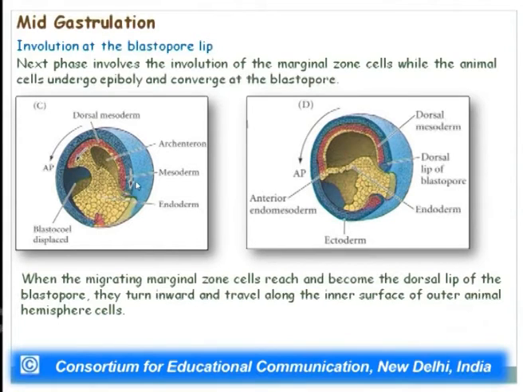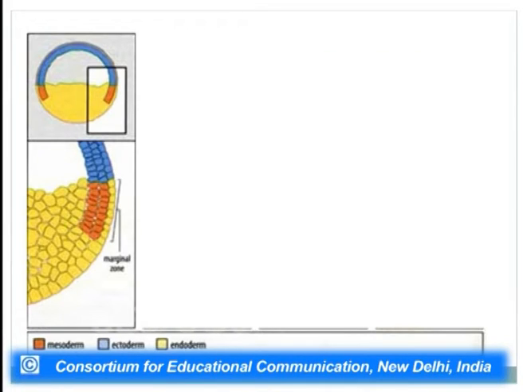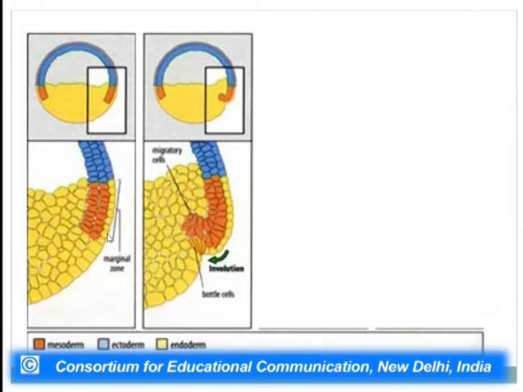When the migrating marginal zone cells reach and become the dorsal lip of the blastopore, they turn inward and travel along the inner surface of the outer animal hemisphere cells. You can see these are the marginal zone cells. In the marginal zone, you have superficial cells which will give rise to the endodermal region, and inner cells which will give rise to the mesodermal region. This is how the blastopore is formed, just here. These are the bottle cells, with their dramatic shape change.